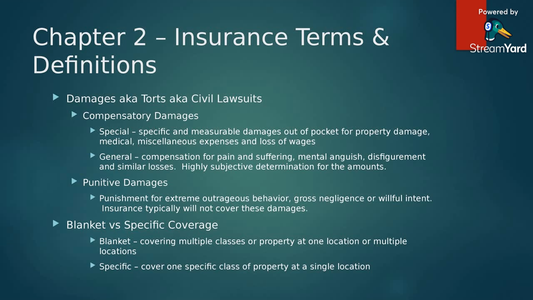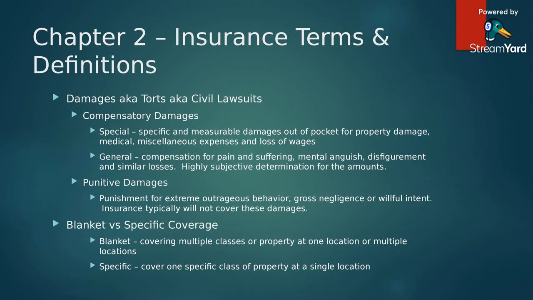The second type of compensatory damage is going to be general damages, right? So this is going to be for compensation for things that are a little bit more subjective, like pain and suffering, mental anguish, disfigurement, similar types of losses. Judges and juries in these cases will make highly subjective determinations for the amounts on these things.